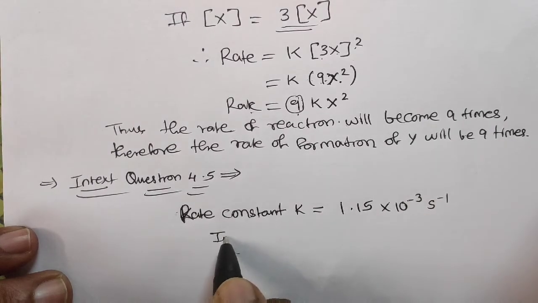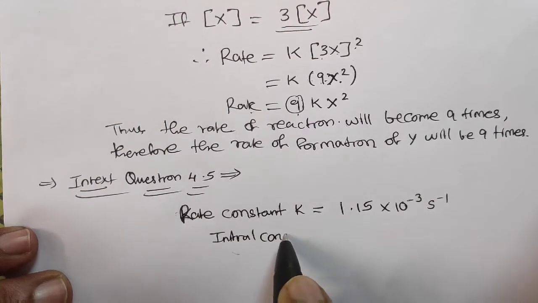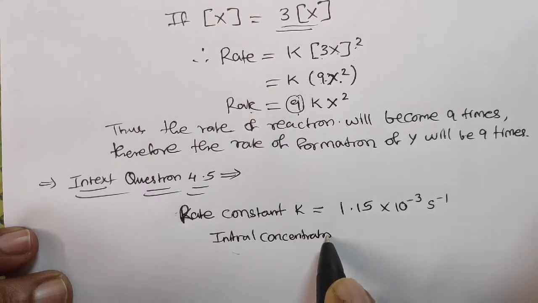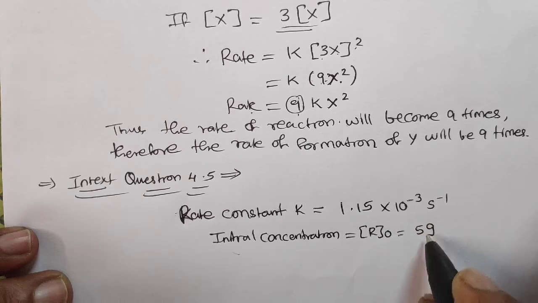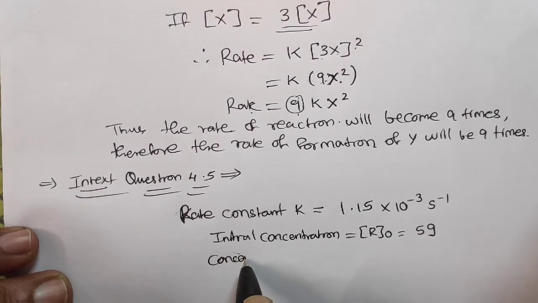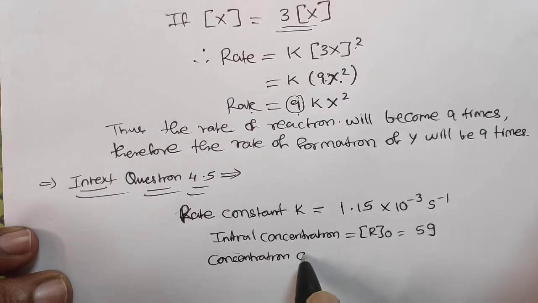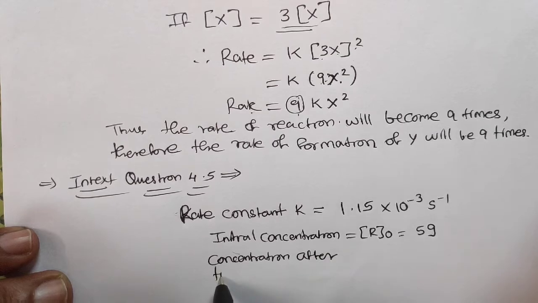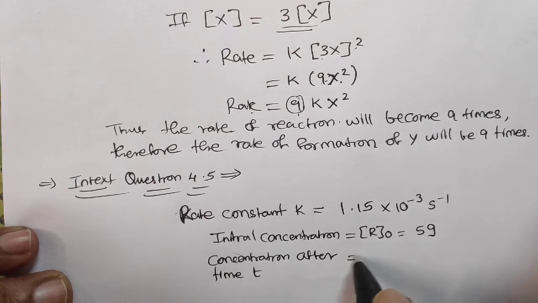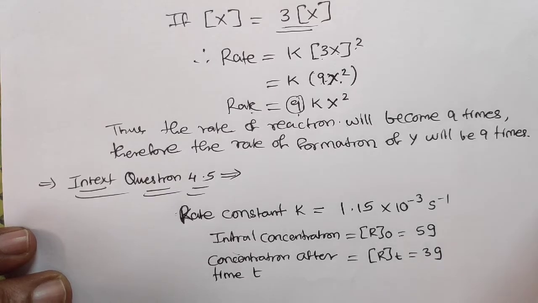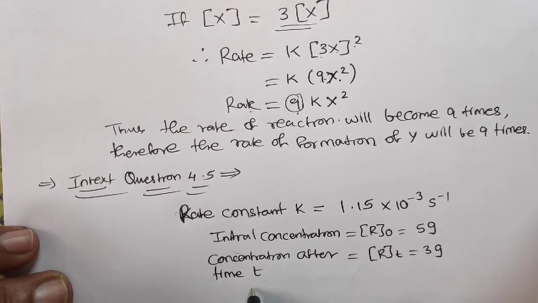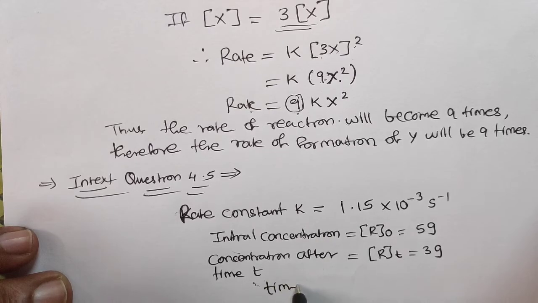Initial concentration, I will write it as R0 is equal to 5 gram, what is given, and the concentration after time t, that is the final concentration, I will write Rt, which is given as 3 gram. Understood? In this case, what was the word? How long? So time you have to calculate. Time t is equal to how much?